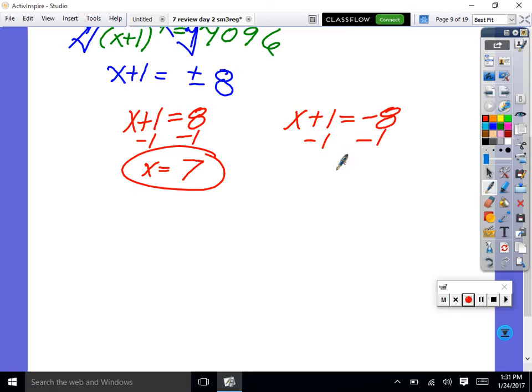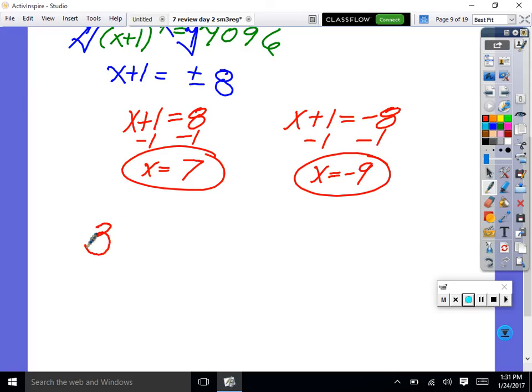Minus 1, and x equals negative 9. Now we need to check and say, are both of those solutions, is one extraneous or is both extraneous? So let's go back to the original problem. I want you to all type this into your calculator. So the original problem was this.